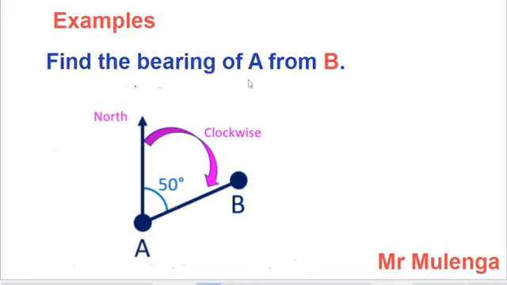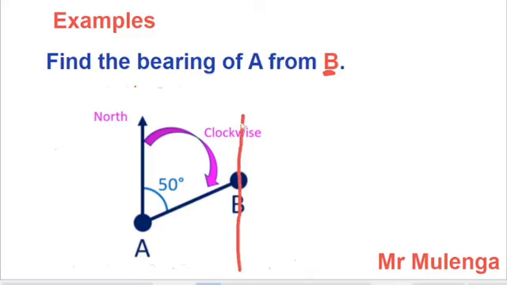We have said find the bearing of A from B. Okay, not B from A. A from B. So where they are saying from, it's on B. That will be our starting point. So on B, we are going to draw the north pole on B right here.